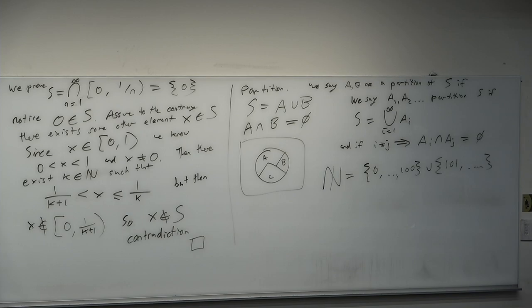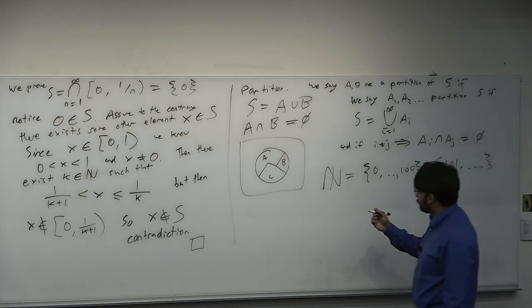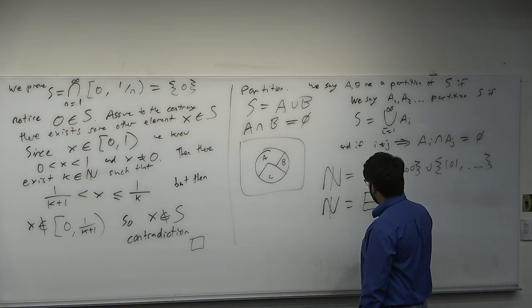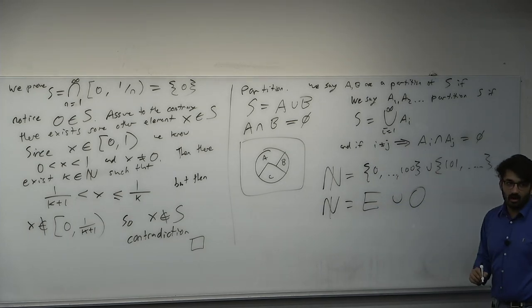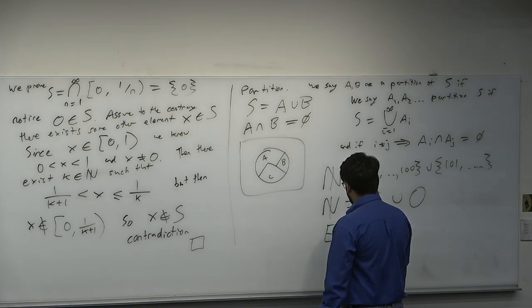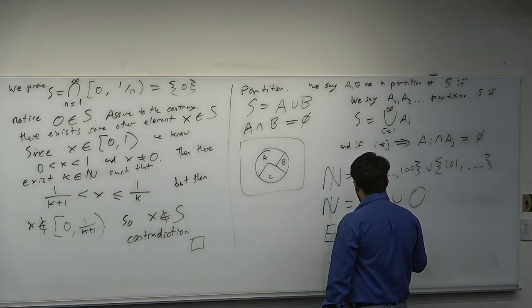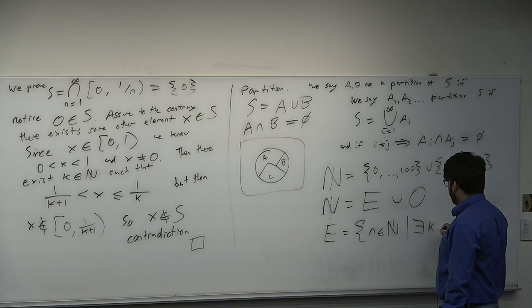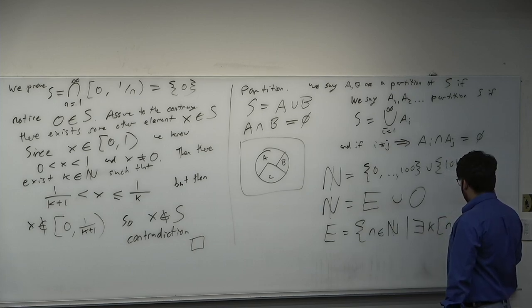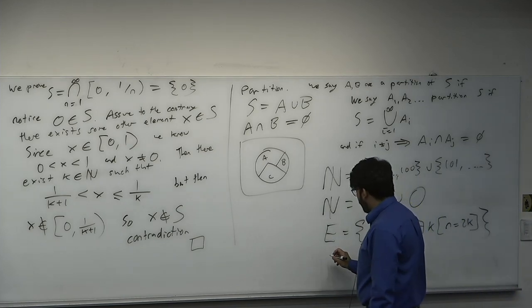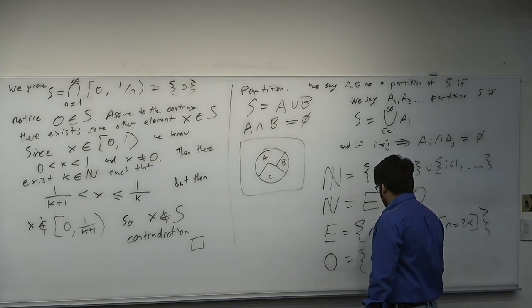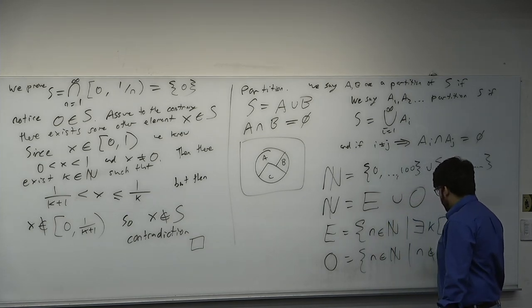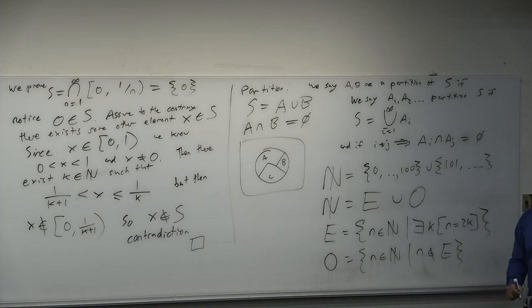That's fine. What's another partition of the naturals? Yeah, the odds and the evens. No number is both even and odd, and we'll say E is equal to the set containing some number n in the naturals, such that there exists k, such that n is equal to 2 times k. Right? That's the definition of an even number. And we can define the odds in such a way that n is a natural, and n is not an element of the evens. Or we could say 2k plus 1. Both those are valid definitions of the evens and the odd numbers.